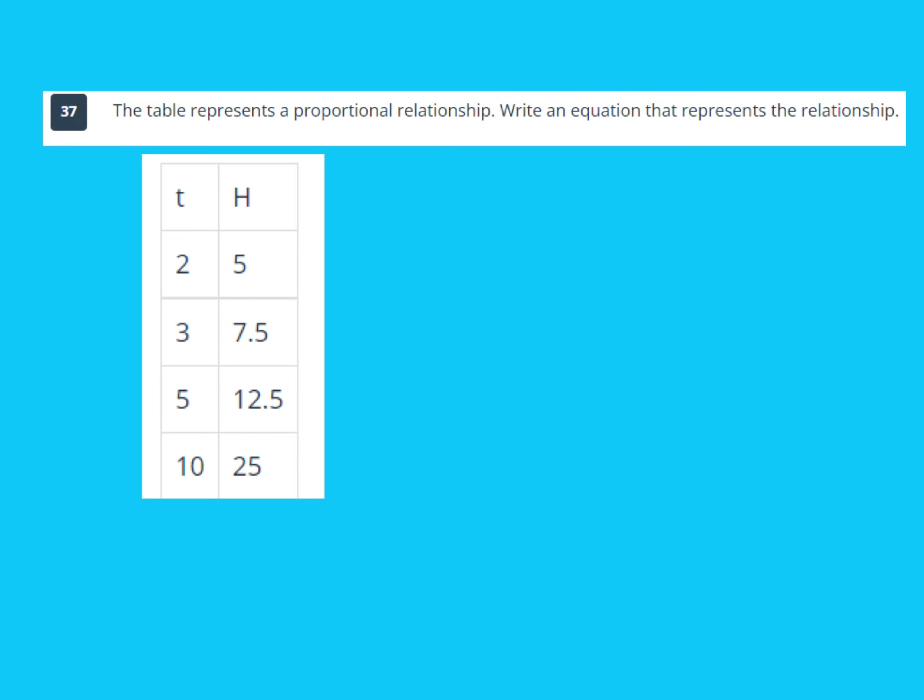This table represents a proportional relationship. Write an equation that represents the relationship. Easy peasy, lemon squeezy. Have to find the constant of proportionality. We know that means we're dividing, in this case, h by t, but we know deep down that this is x and y, because k equals y divided by x. In this case, it's k equals h divided by t.